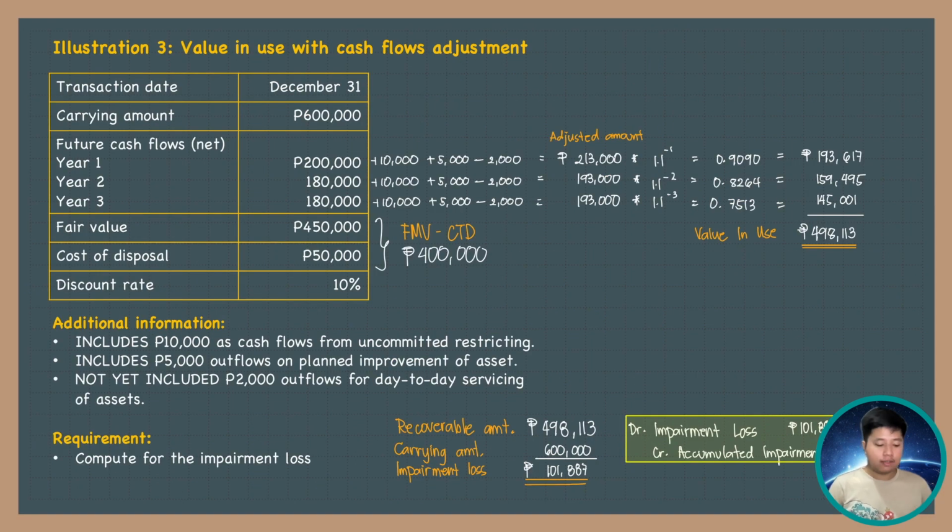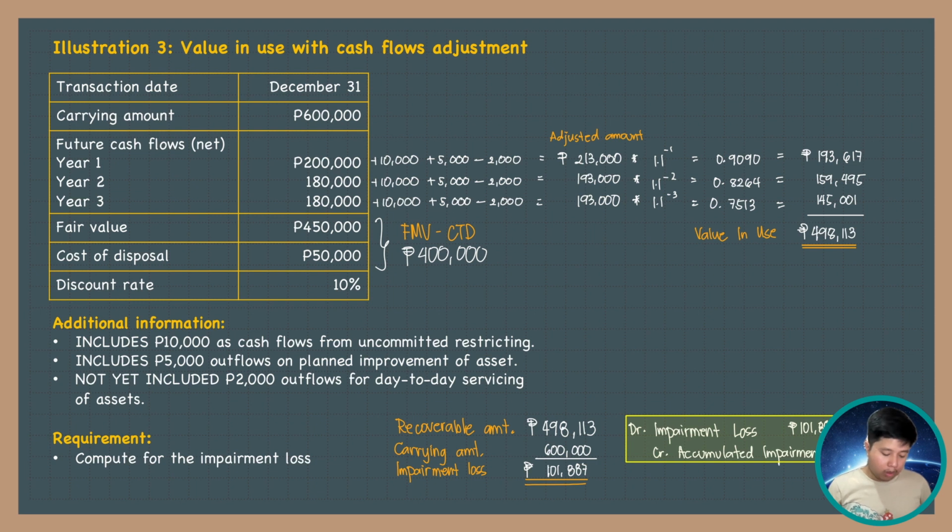The following are the case facts for illustration number 3. The future cost is not yet committed, and cost of planned improvement and enhancement of the assets should be excluded, while the cost of day-to-day servicing of the assets are included in the projected cash outflows.